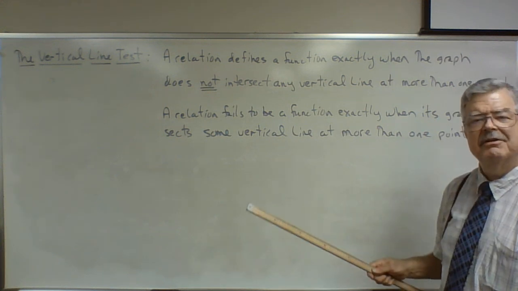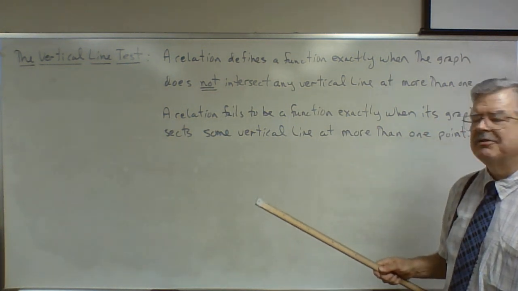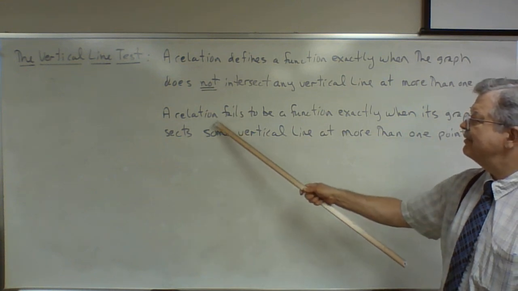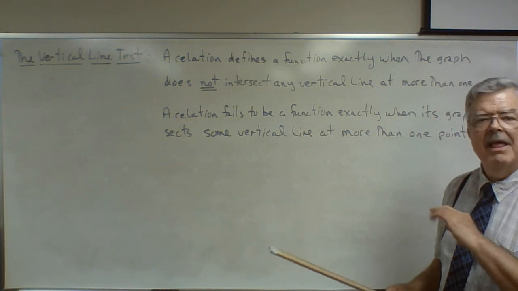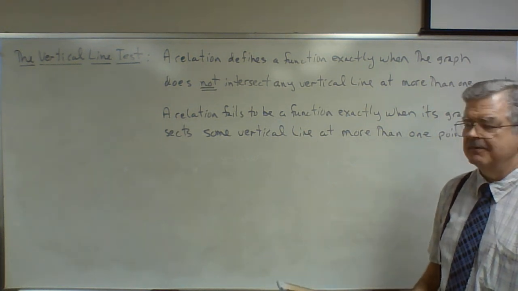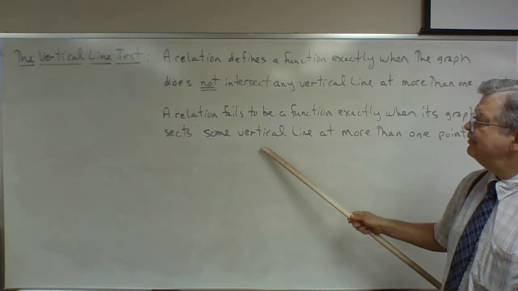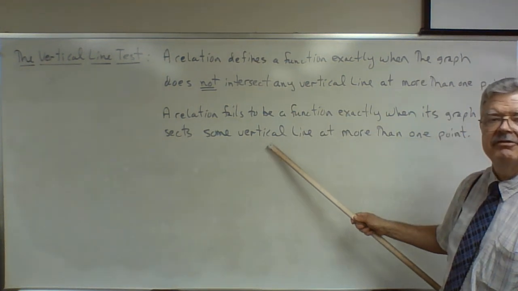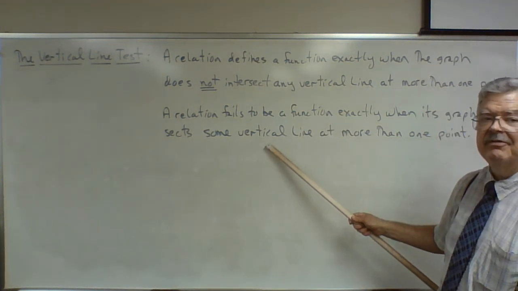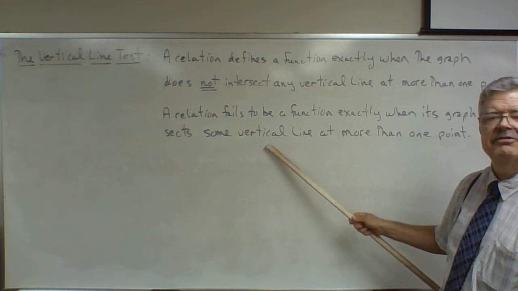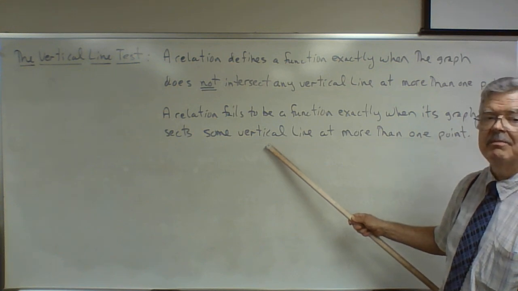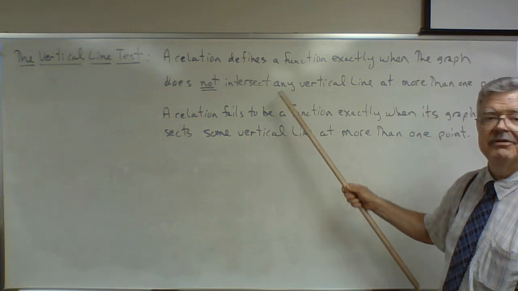If there's a vertical line at which the graph of the relation intersects that vertical line at more than 1 point, it's not a function. If no such vertical line exists, in other words, if there isn't a vertical line where the graph of the relation intersects at more than 1 point, we got ourselves a function.